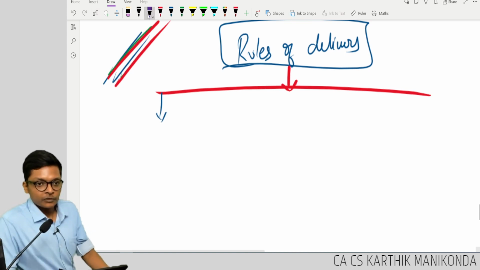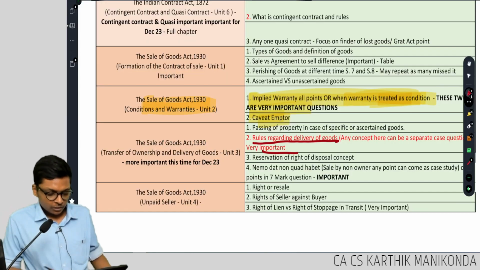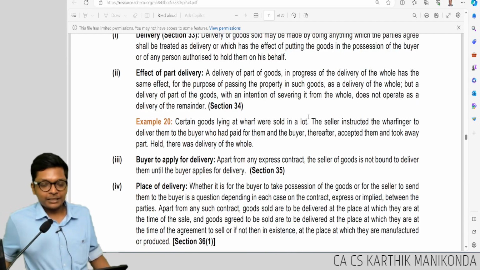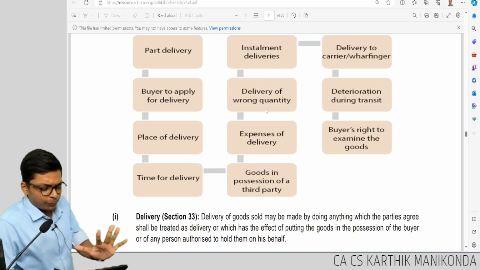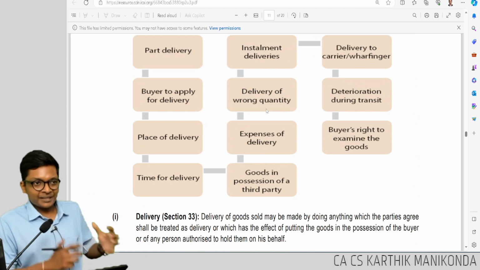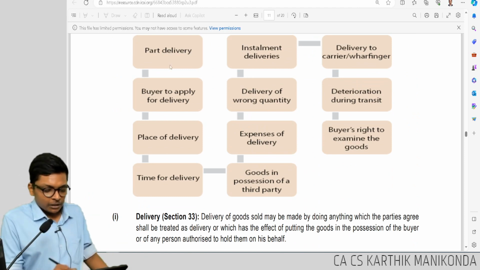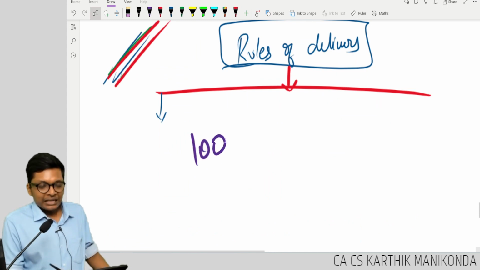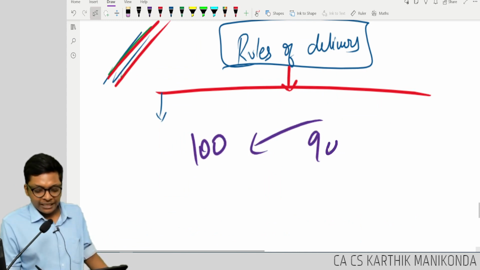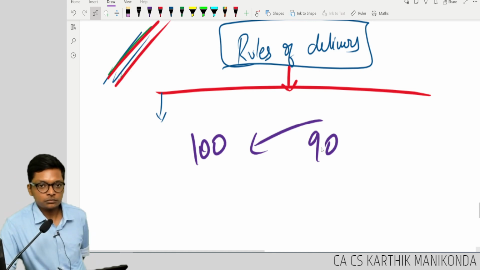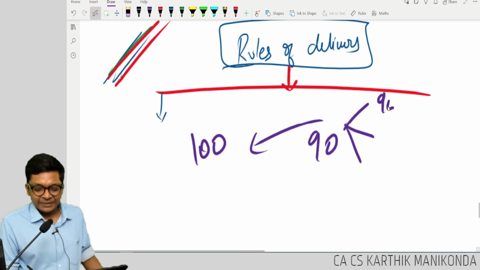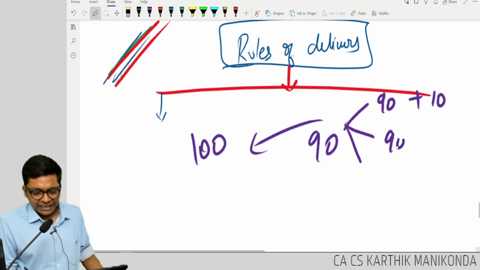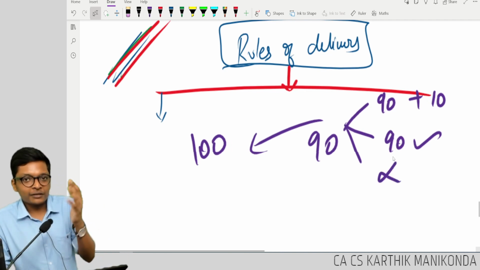So, follow. Rules of delivery. First one, let's take these points one by one. I'm just going in random. Each point, should I mug up? No need. But just know the concept. First, wrong quantity. I asked for 100 units. They delivered only 90. What can I do? Either accept 90 and ask for 10, or accept 90 and leave it, or reject the full 90. You can do whatever you want.